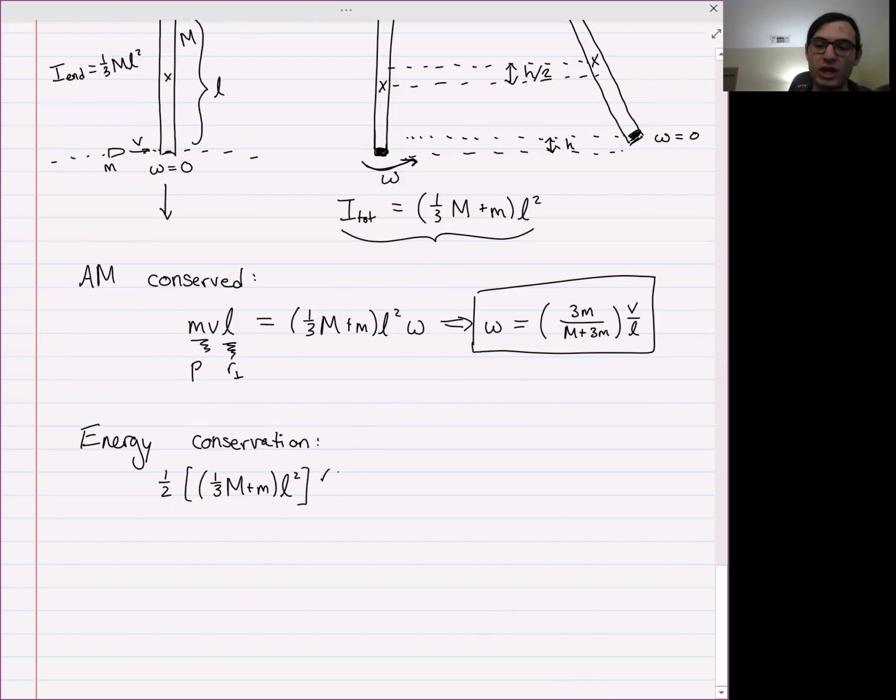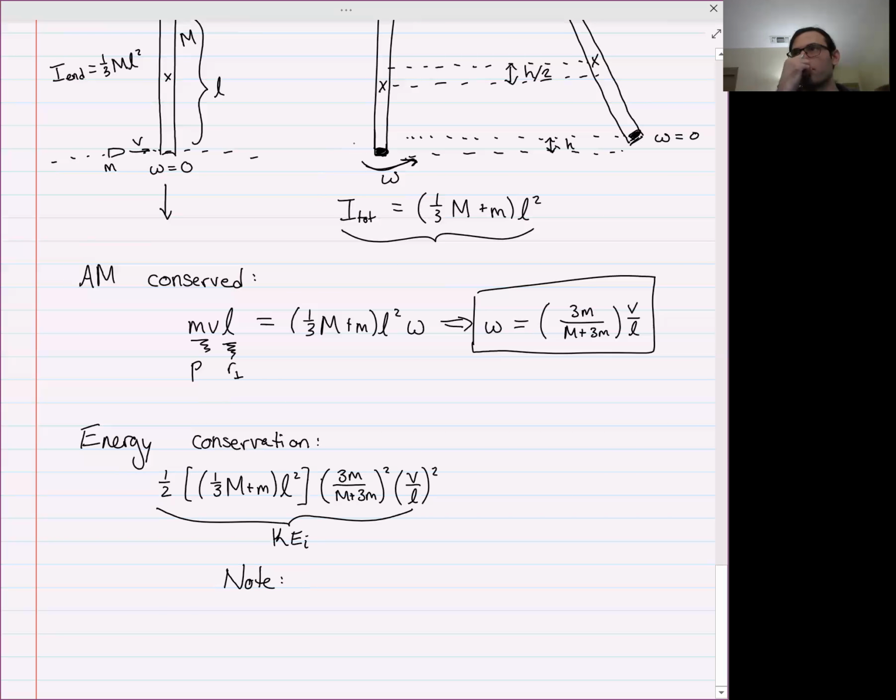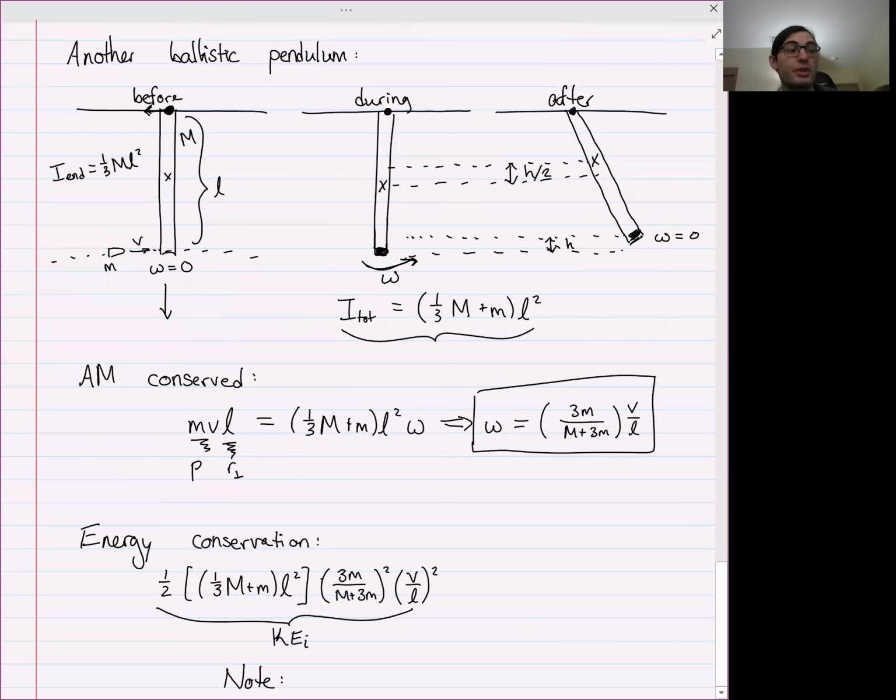So this would be 3m divided by M plus 3 little m, squared, times v over L squared. Okay, so this is the initial kinetic energy. Now, just as a note, the initial potential energy we can just choose to be 0. We can just say y equals 0, since you can always add a constant to the potential energy as long as you're consistent. So the initial potential energy we'll just call 0.